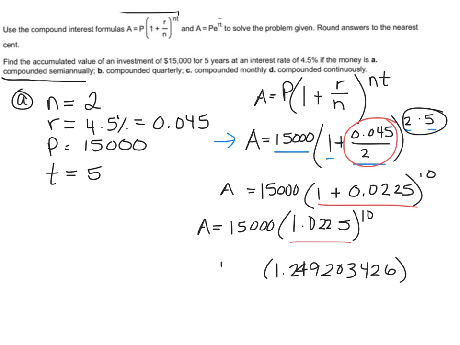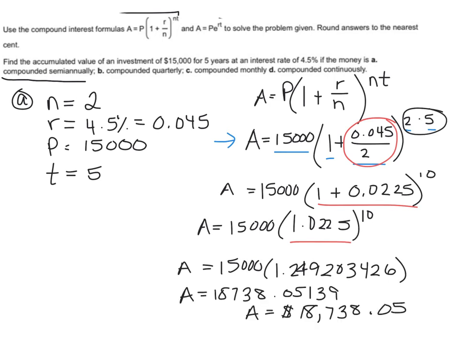1.249203426. Lastly, we'll multiply that value by 15,000, and we get an answer of 18,738.05139. Since this is a monetary value, we need to round to 2 decimal places, so our final answer is $18,738.05. And this is our answer to part A.